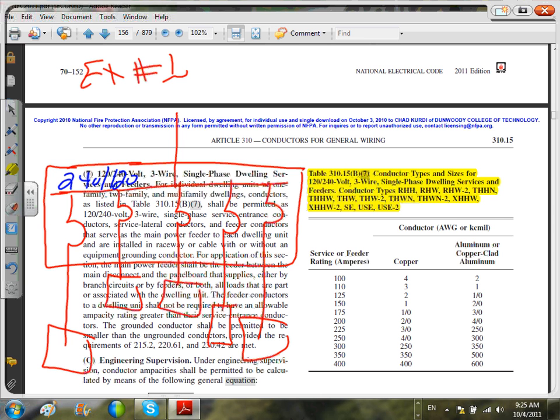240/120 single phase, and this is a 400 amp panel. Suppose this one is a 100 amp panel, this one a 150 amp panel, this one a 175 amp panel, this one a 200 amp panel, and this one a 300 amp panel. Suppose that when you size the panels, you came up with a 400 amp panel, single phase, 240/120, feeding 5 panels with the following amps.